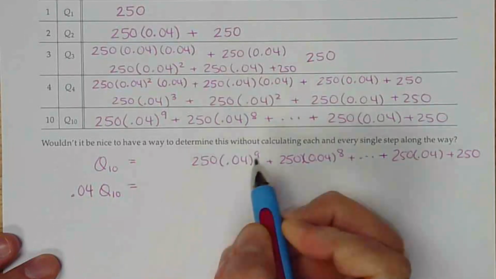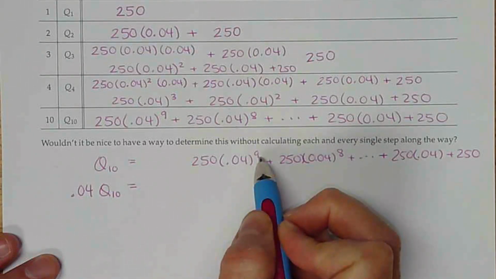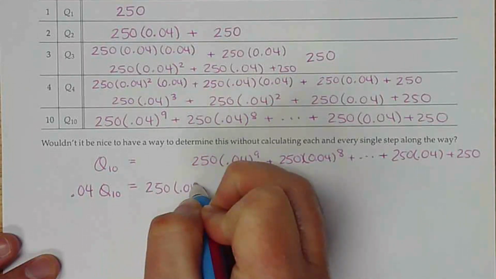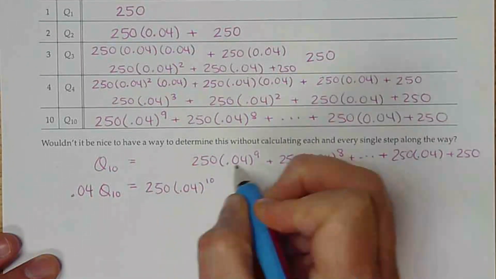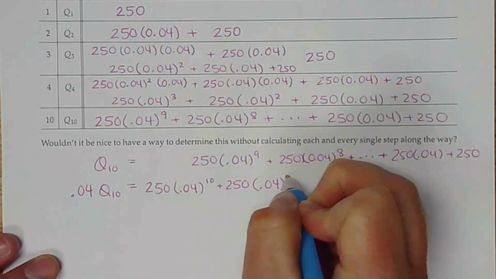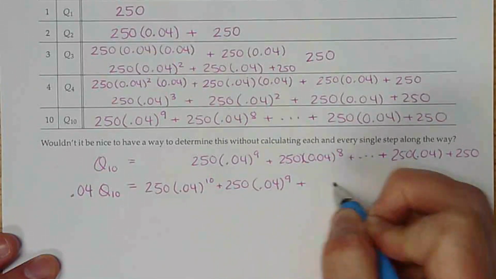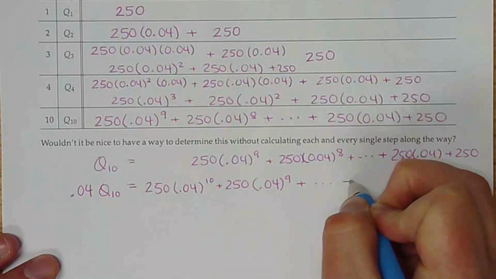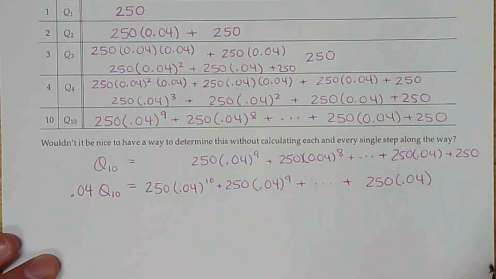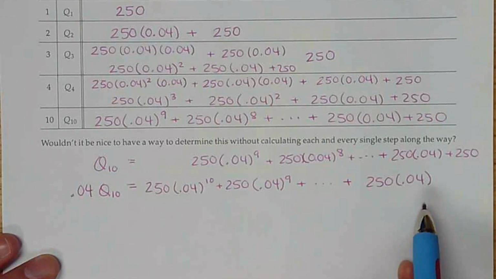When I do that, the 250 times 0.04 to the 9th becomes 250 times 0.04 to the 10th, plus 250 times 0.04 to the 9th, plus all the way down to 250 times 0.04. I just multiplied all the way through by 0.04.